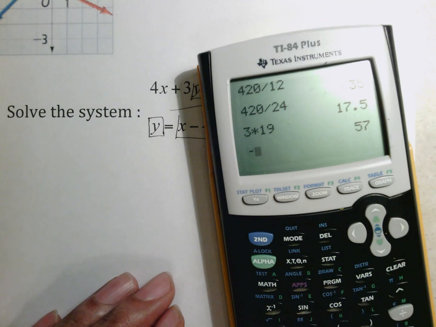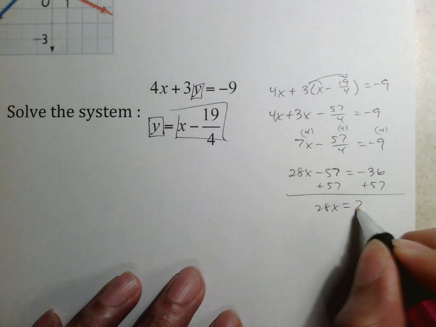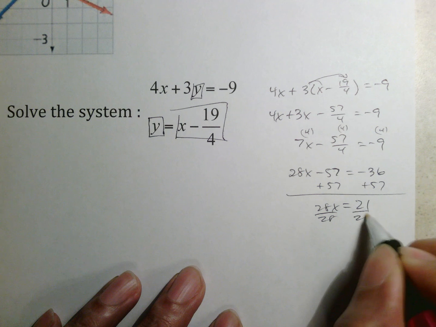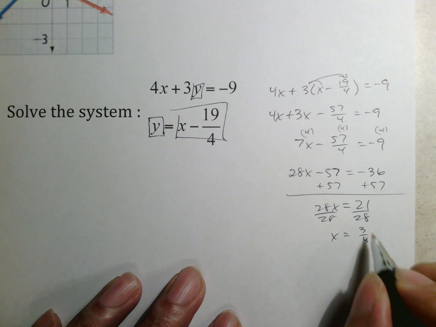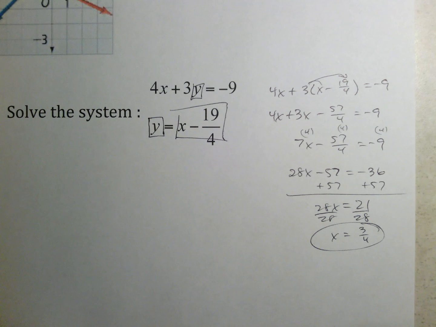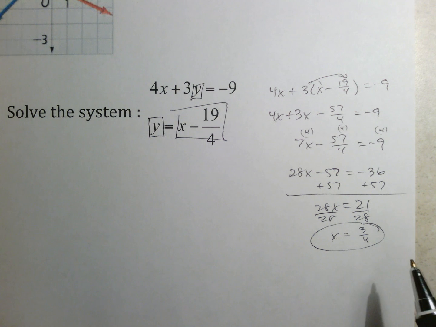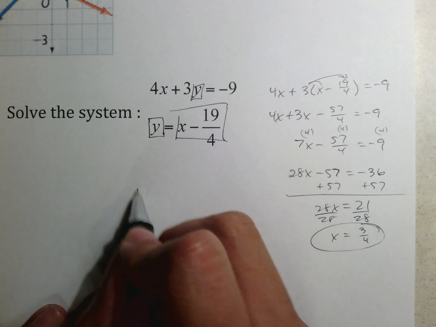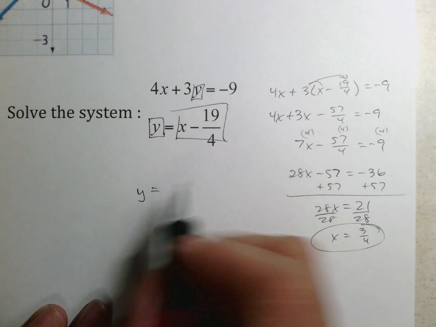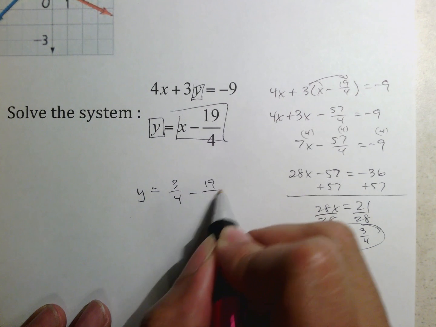Negative 36 plus 57. Let me make sure I don't mess up on here. That is 21. And then when you divide by 28, you end up with a fraction that must be reduced, which is 3/4. So that is x. And so in the end, you take this 3/4 and you plug it back in. I think the easiest thing to plug in your x for would be here, and I'm going to show you why in just a second, because anytime you have the y by itself, all you have to do is plug in for the x and do the work.